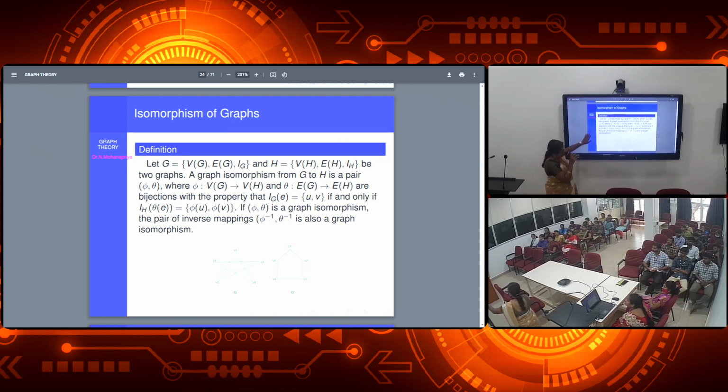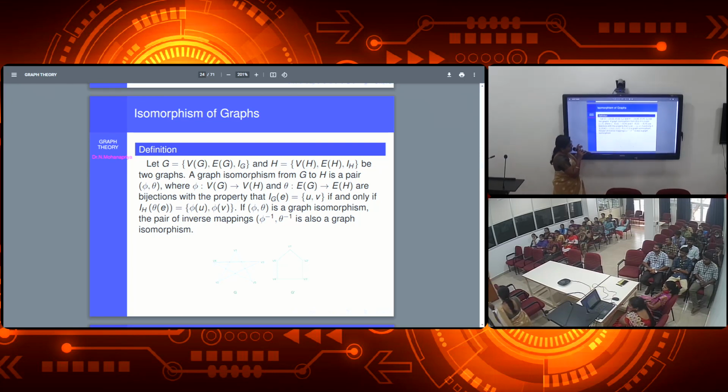So here we can define G as let G equal to V of G, E of G and Ig, as per the definition of graph. Here H is another graph with vertex set V of H, E of H and IH, the two graphs. And a graph isomorphism from G to H can be defined by the functions pi and theta, where pi is nothing but a function from the vertex set of the first graph to the vertex set of the second graph. Likewise, theta is a function from edge set E of G to E of H.